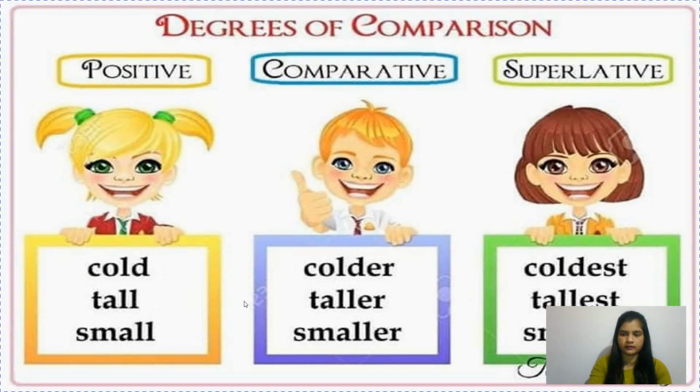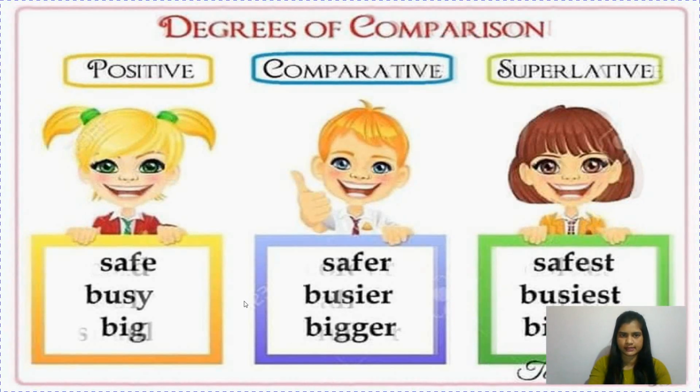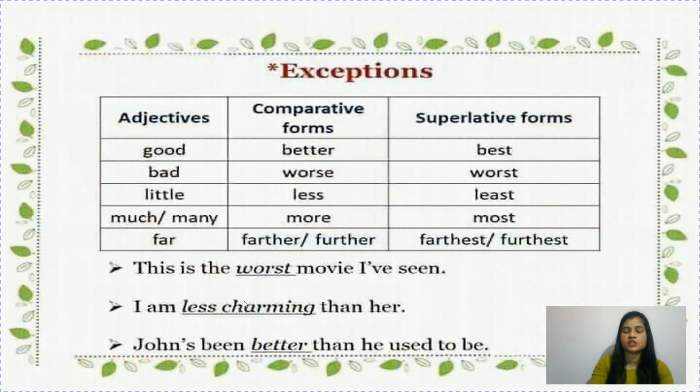Cold, colder, coldest. Tall, taller, tallest. Small, smaller, smallest. Safe, safer, safest. Busy, busier, busiest. Big, bigger, biggest. Now children, we will see the exceptions.